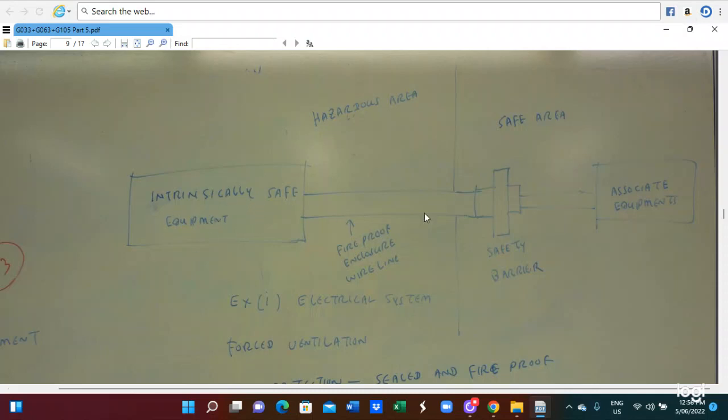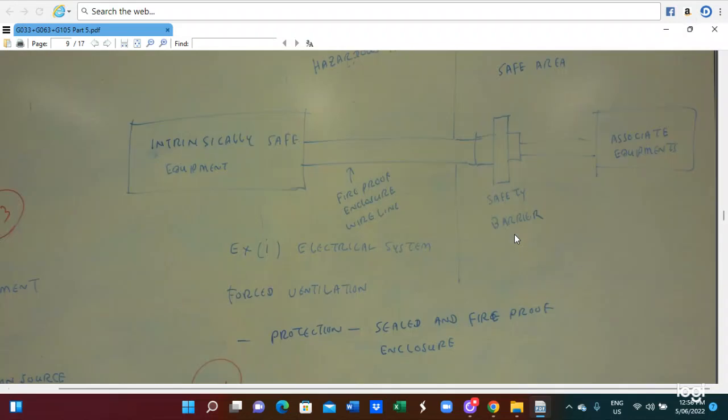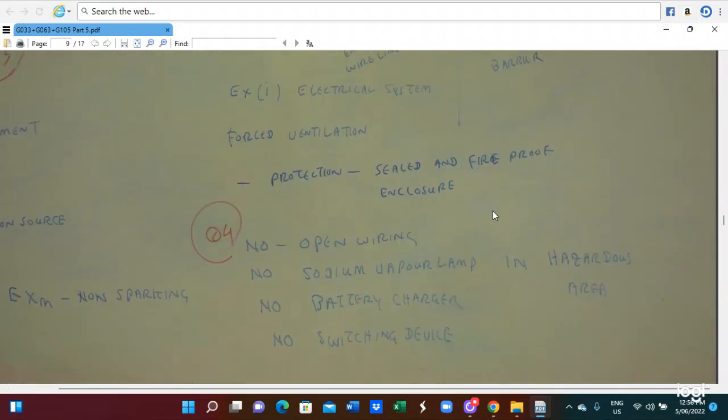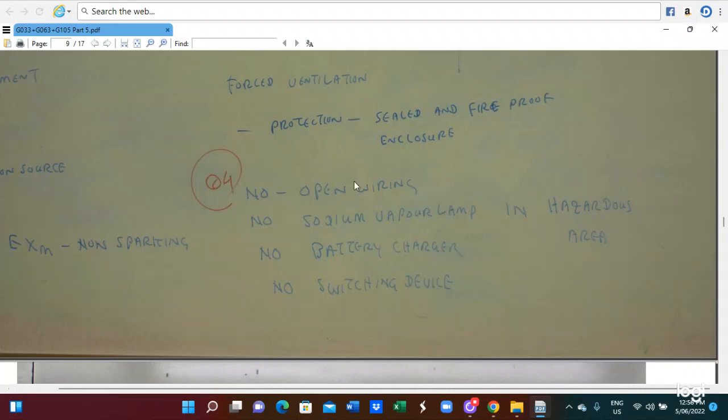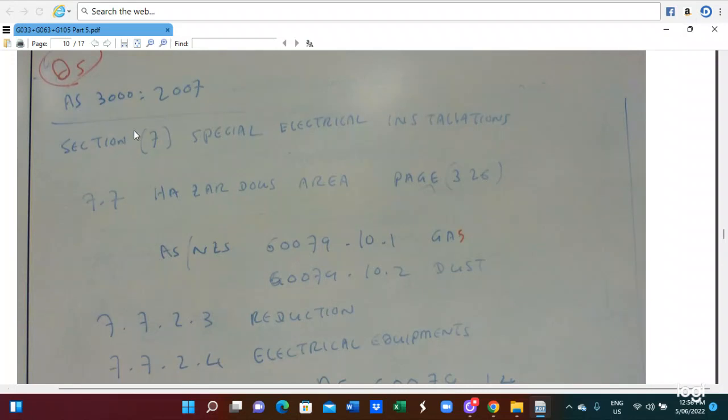In this area, we have to use a fire-protected enclosure. So this is the electrical system for the fireplace. The fireproof enclosure is important. No open wiring, no sodium vapor light, no battery charger, and no switching devices in the hazardous area. We also have to utilize section 7.